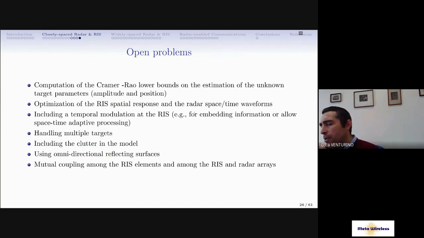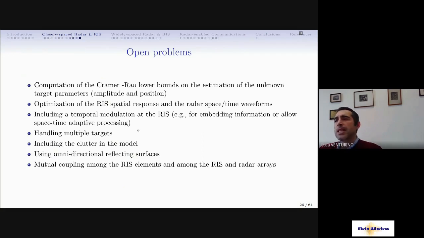So right now, the main focus has been on the detection problem. Clearly, another important problem is related to the estimation of the unknown parameters, for example, the amplitude, the position, and possibly the Doppler shift. Understanding how the estimation accuracy can be improved is still an open problem. In particular, it will be important to compute the performance limits in terms of the Cramér-Rao lower bounds for this estimation problem.